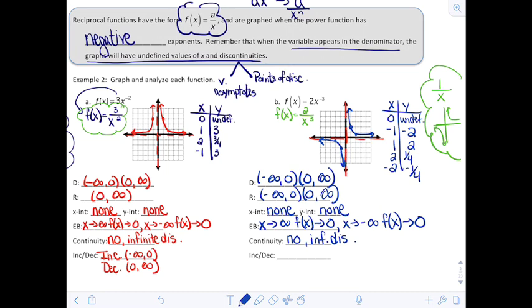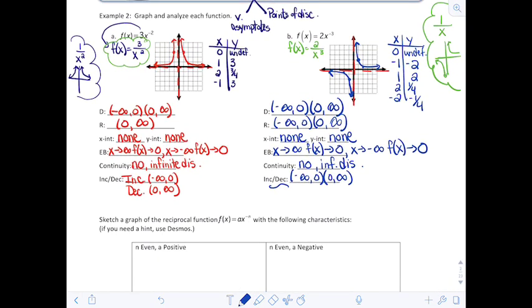And increasing, decreasing, actually this entire graph, wherever it exists, as you move left to right, these tend to be a little confusing. It is always decreasing as we move left to right from negative infinity up to 0. I have to stop there because we hit an asymptote. So I'm decreasing as I ride that graph to 0. And then when I get on the graph on the other side of the y-axis, I'm decreasing once again from 0 to infinity.